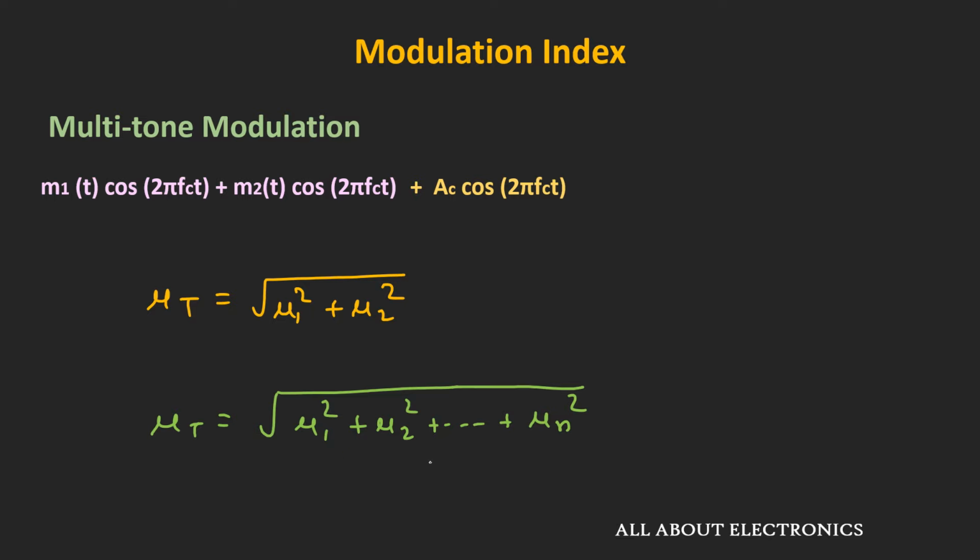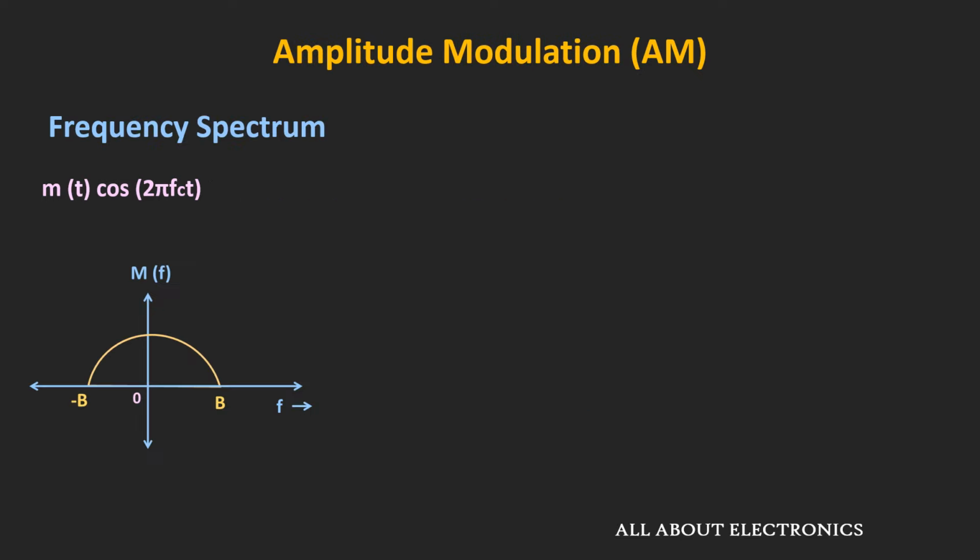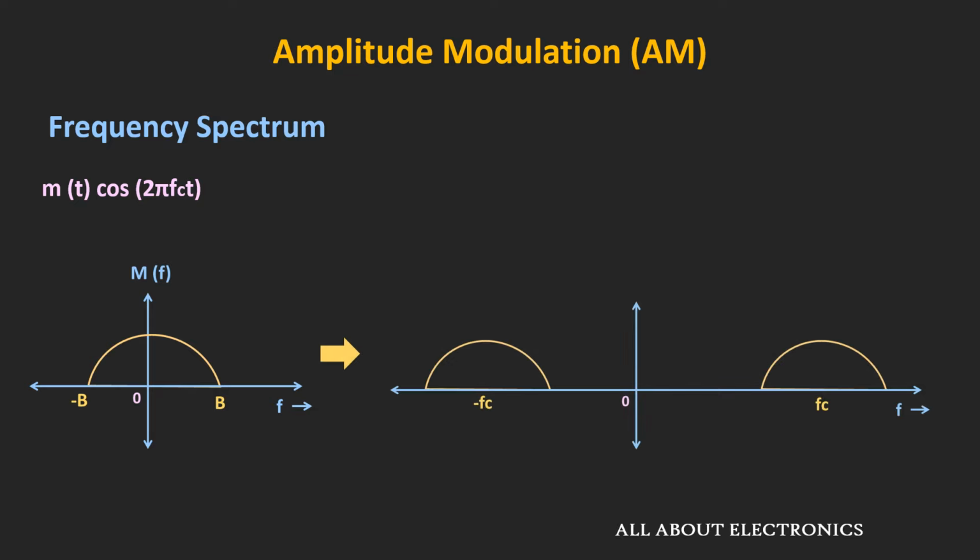Alright, so far whatever discussion we did on the AM, that was in the time domain. Now let us see the frequency spectrum of this AM signal. So let's say this M(f) is the frequency spectrum of the signal m(t). And as we have seen in the previous video, when this message signal gets multiplied with the carrier signal, then its entire spectrum will get shifted to the frequency fc on the positive side and minus fc on the negative side. So basically it is the spectrum of the DSBSC signal, right?